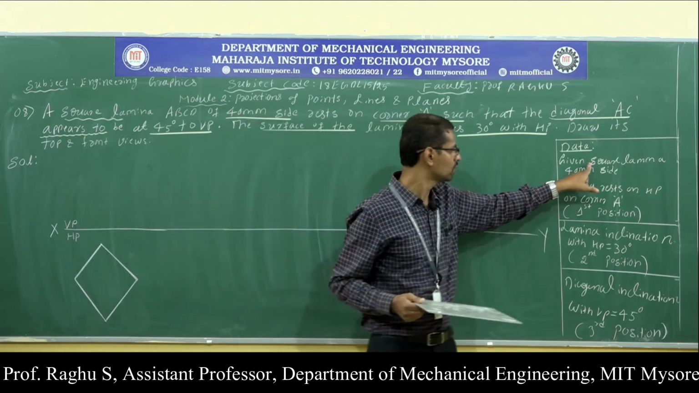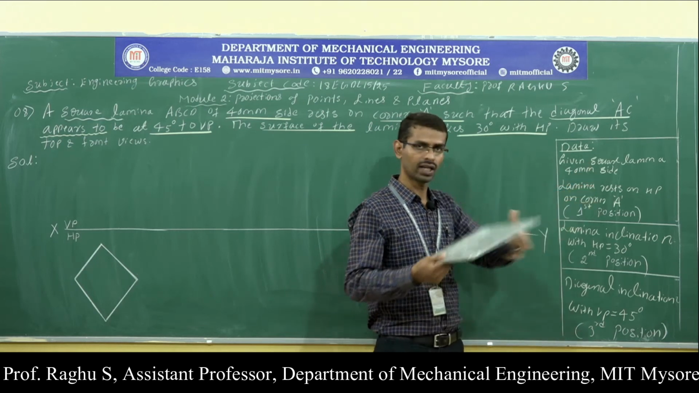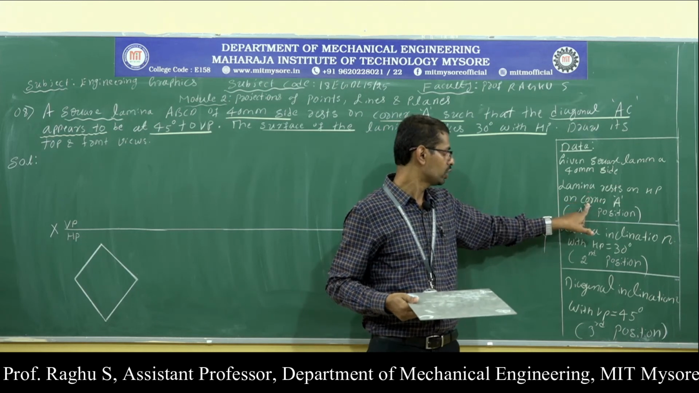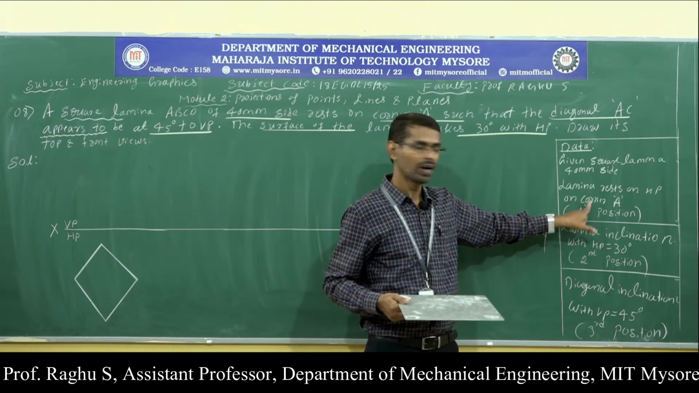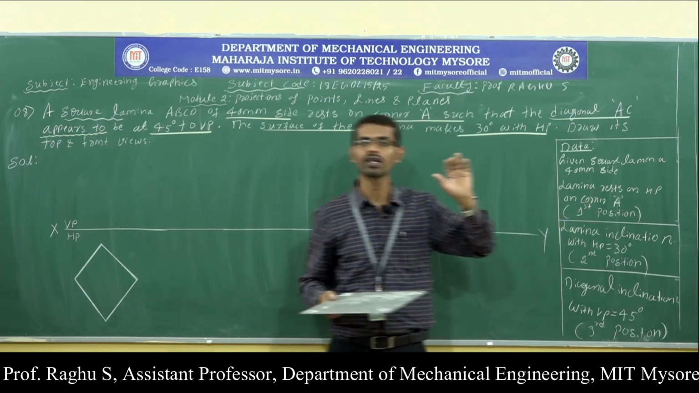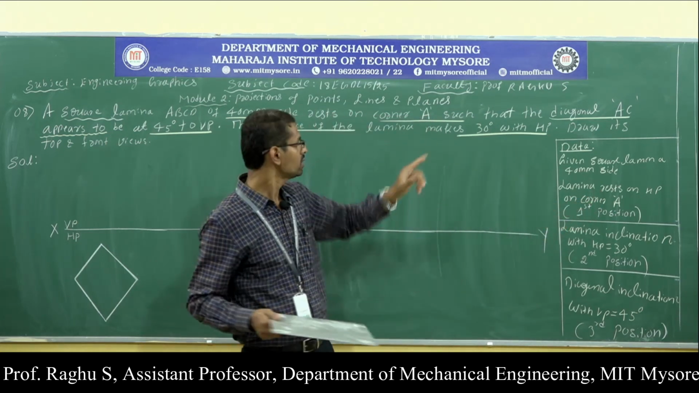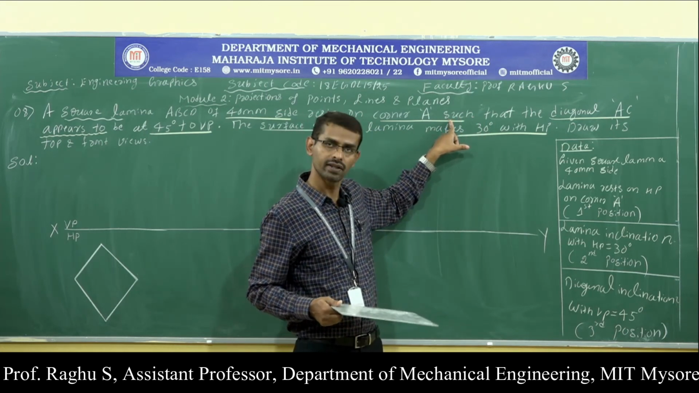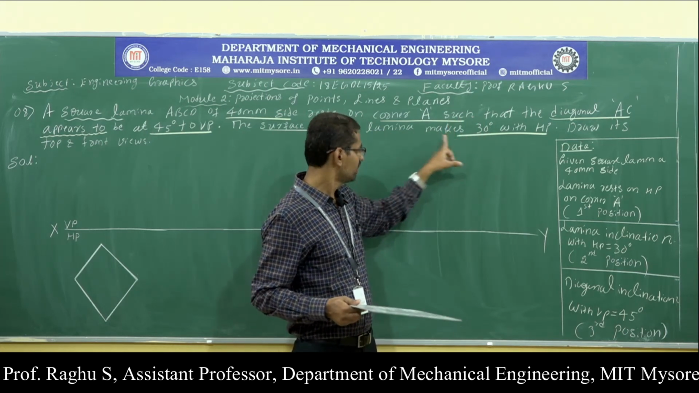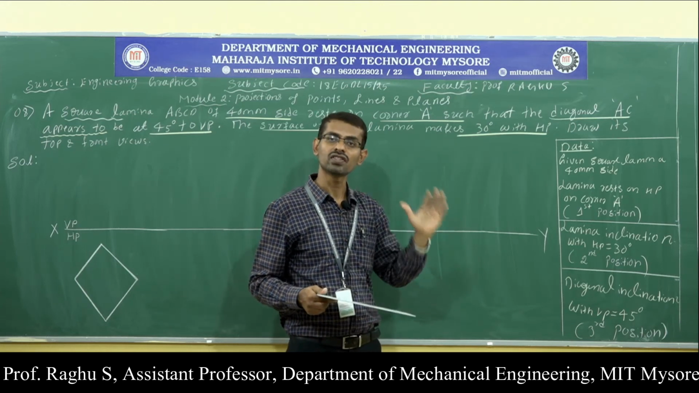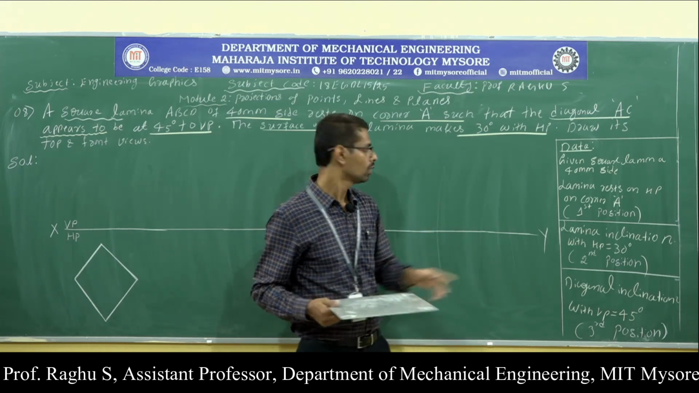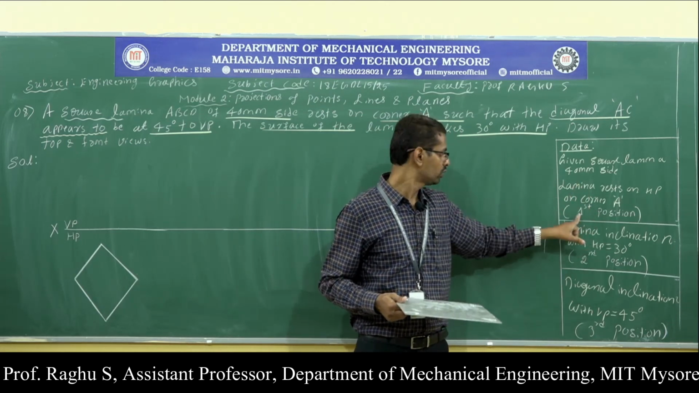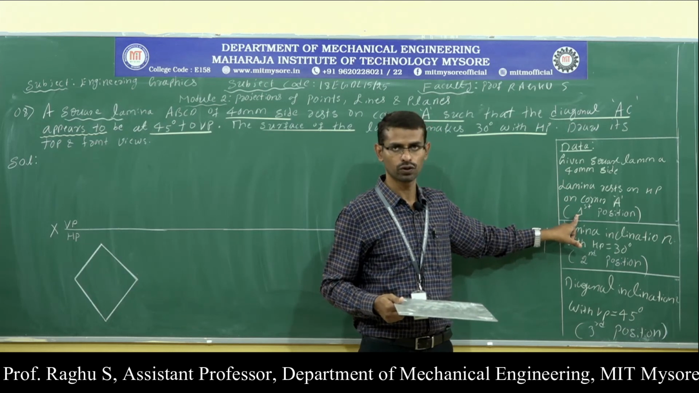So first write the given lamina is square of 40 mm side. Lamina rests on HP on corner A. But this data is not given. Just he has mentioned that the lamina rests on one of its corner A. But based on this data, we can decide the resting condition of the lamina. Okay, here the lamina rests on corner A on HP. So this data is used for drawing the first position.